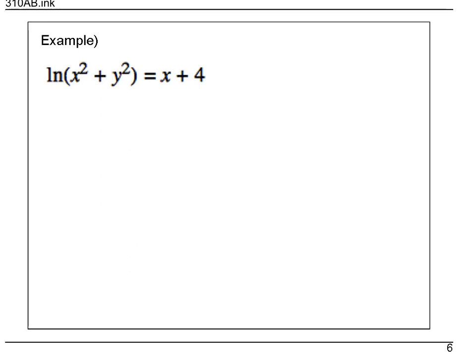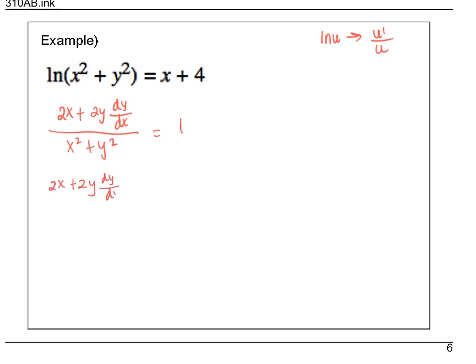Okay, here's another one. This one has an ln. Every time we see an ln with a chain rule, ln u goes to u prime over u. Okay, so x squared plus y squared becomes 2x plus 2y dy over dx. Divide by x squared plus y squared. Right, there's my u prime over u. And that equals 1. All right, now just isolate your dy over dx. So I'm going to multiply by x squared plus y squared. Subtract 2x and divide by 2y.